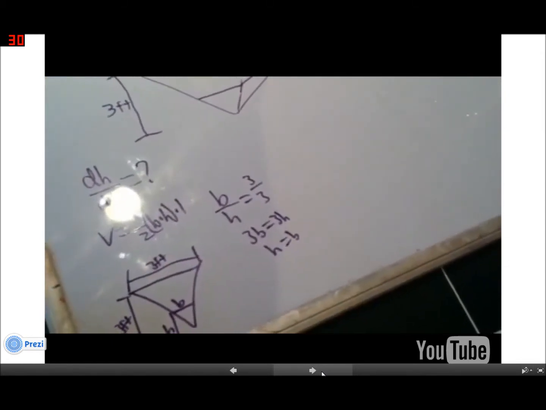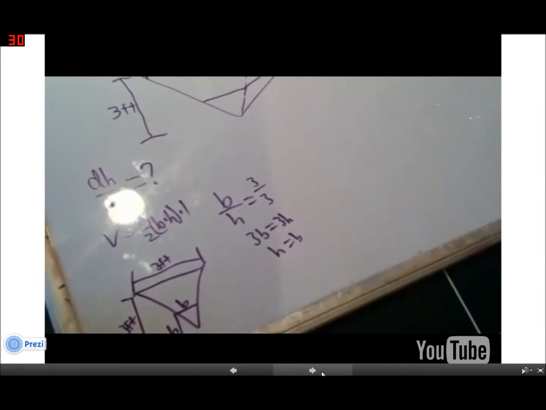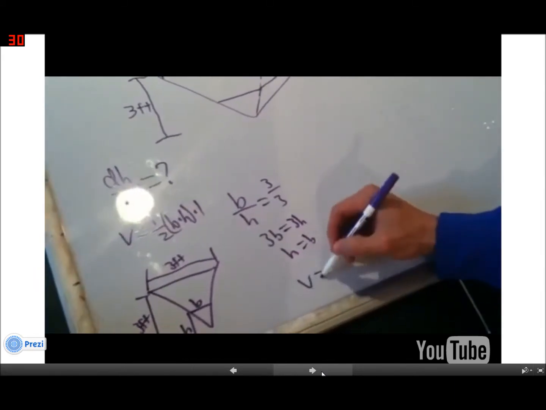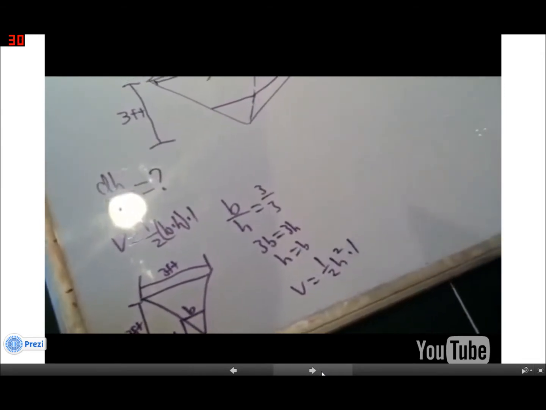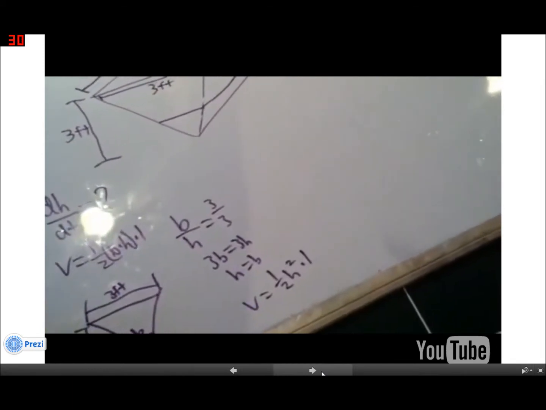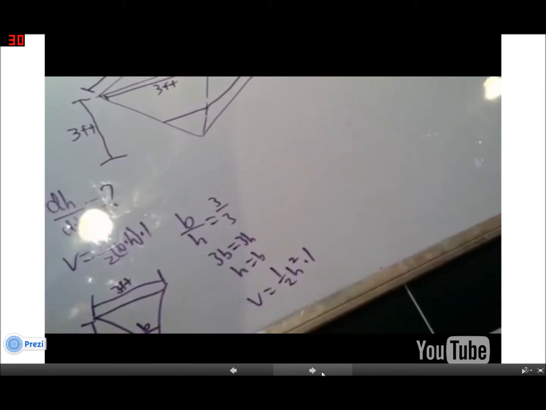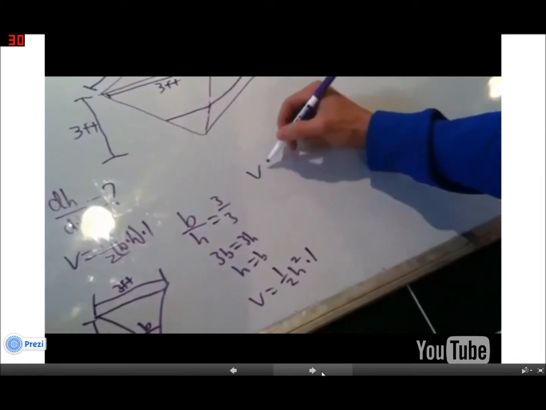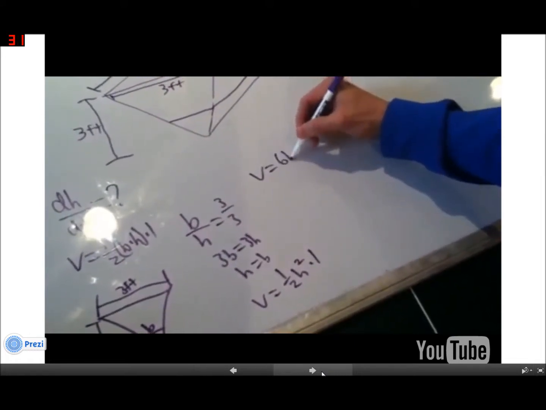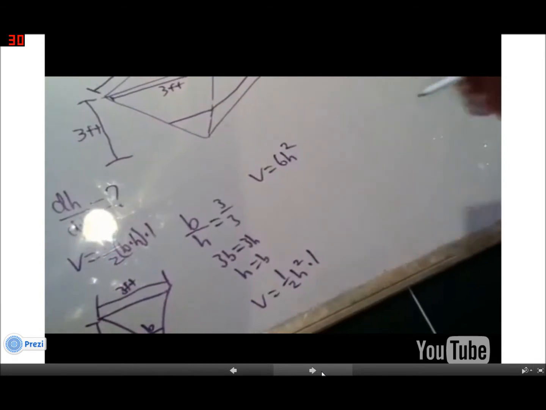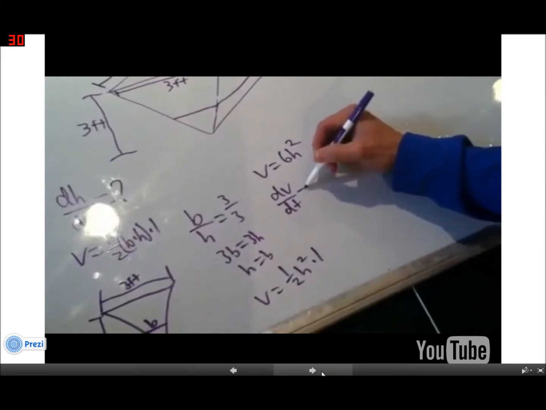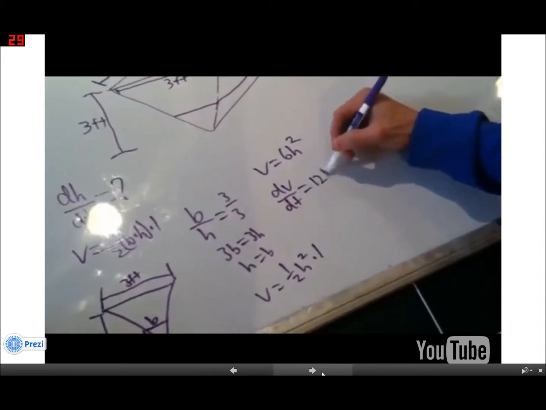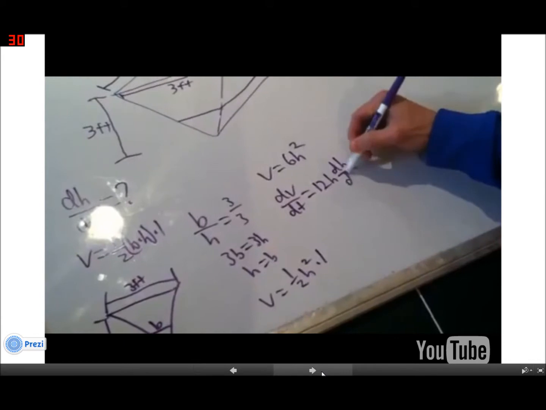So now we can substitute that information into the equation. So instead of V equals 1/2 base times height times length, we have V equals 1/2 H squared times length. And now we can put in 12 as the length because it's a constant. So now our equation will be V equals 6H squared. Now we can take the derivative of this and get dV over dt equals 12H dH over dt.